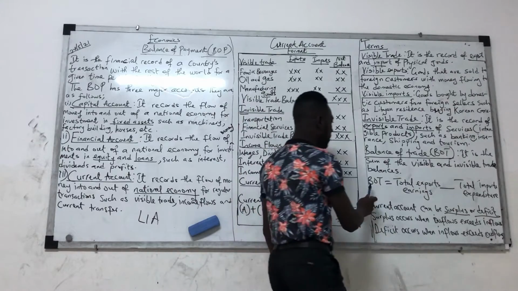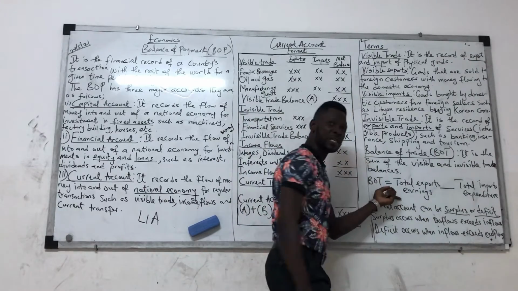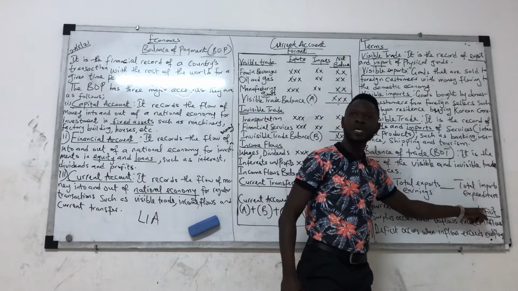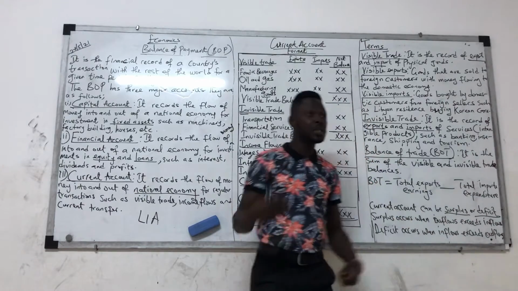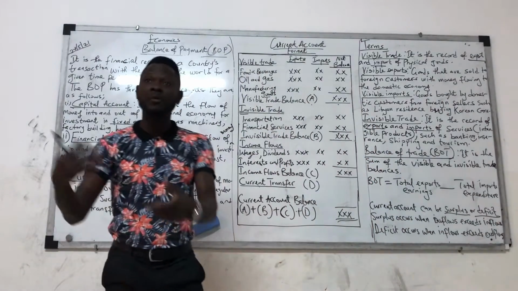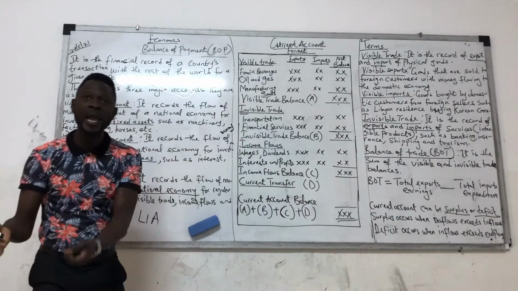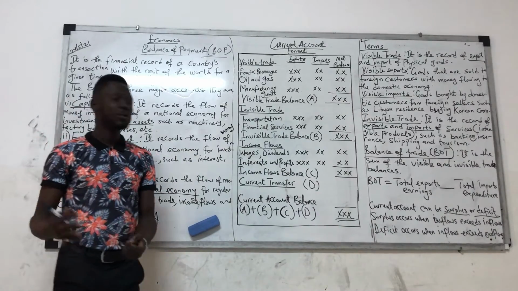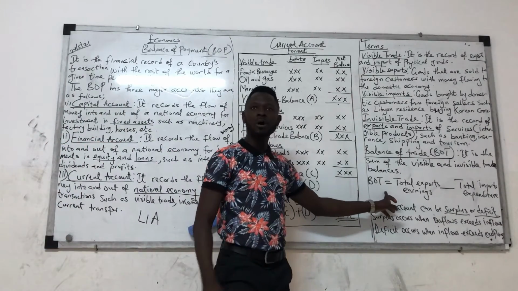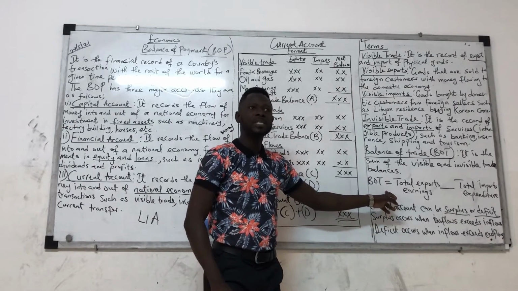So look at the formula. BOT is what? Total export earnings minus total import expenditure. Total export earnings, that means what we earn in terms of exports, minus what we spend in terms of imports, will give us what? Our balance of trade. Do you understand balance of trade here?